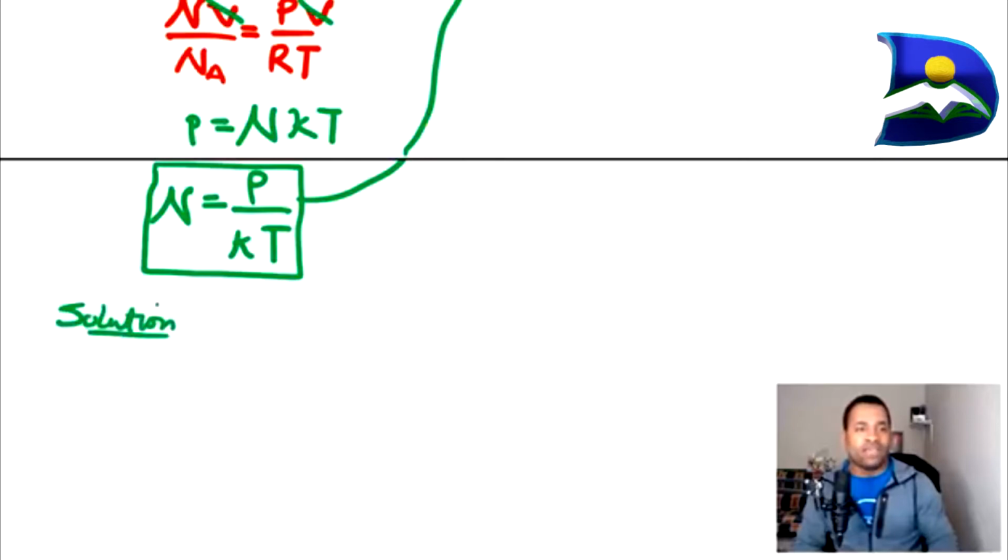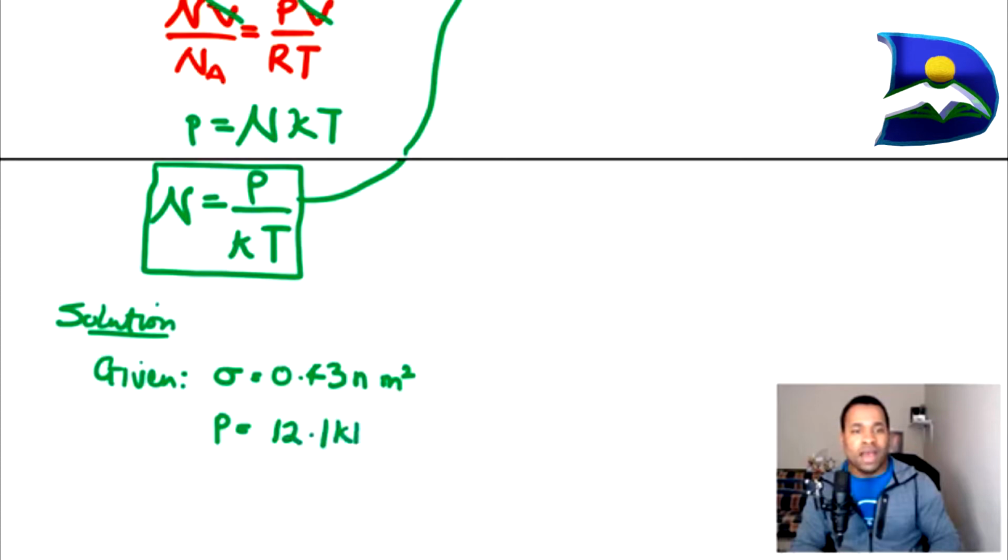We need to state the givens. In this question, we are given the cross-sectional area to be 0.43 nanometers squared, and the next one here is that we're given the pressure to be equal to 12.1 kilopascals, and next we're given the temperature, which is equal to 217 kelvins.